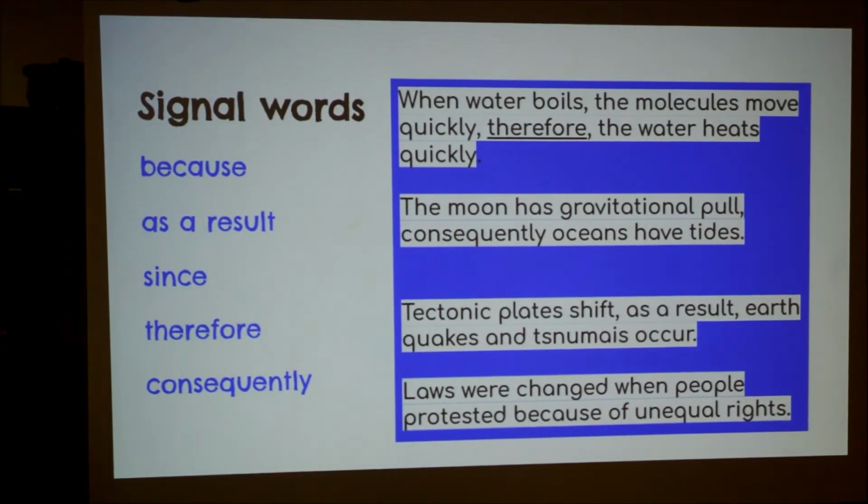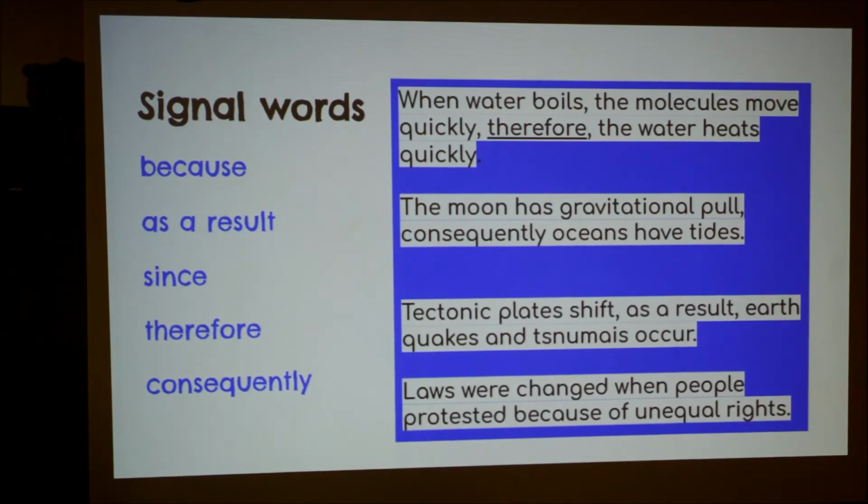Generally, but not always, writers will use words like because, as a result, since, therefore, and consequently. Consequently is a big word. Take a look at the first sentence. When water boils, the molecules move quickly. Therefore, the water heats quickly.